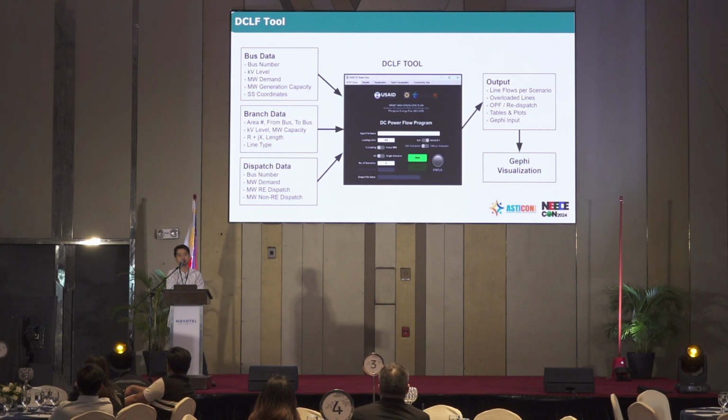So essentially yung input ng script ay yung network data consisting of the bus data and branch data and the dispatch data from Sir Joshua. Okay? So papasok yun doon sa tool. Then, ang output niya, yung power flow dun sa network, sino yung overloaded lines, and ipapasa namin yung results for visualization.